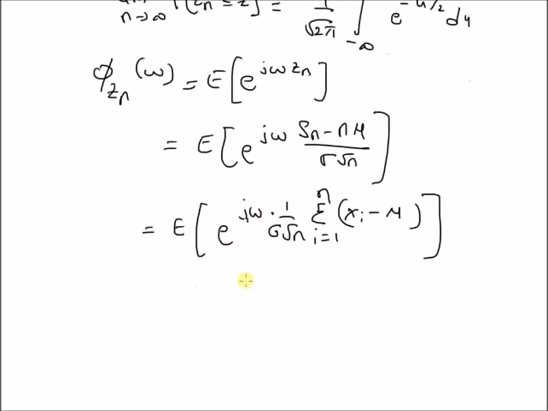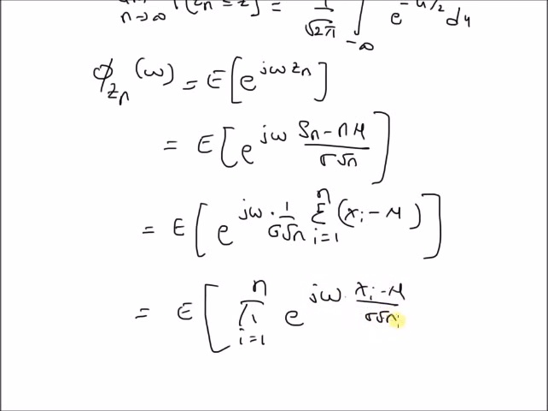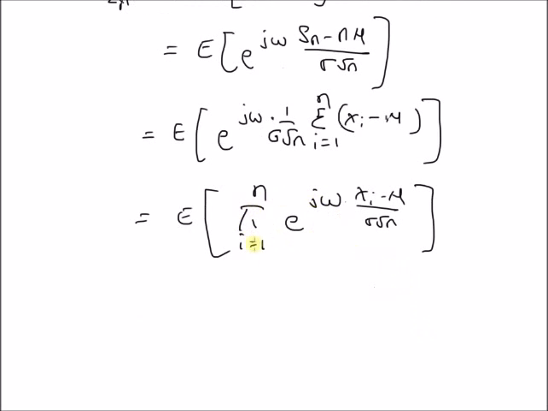Basically rewriting the exponent of a sum as a product of exponents, that is we have the expectation of the product i equal to 1 to n of e power j omega times (Xi minus mu) by sigma times square root of n. This is true because e power summation i equal to 1 to n of yi is equal to the product of i equal to 1 to n of e power yi. So by using this formula, we get this expression.